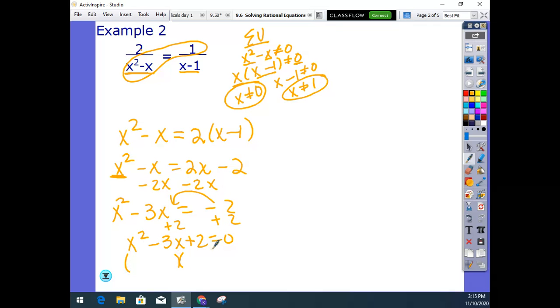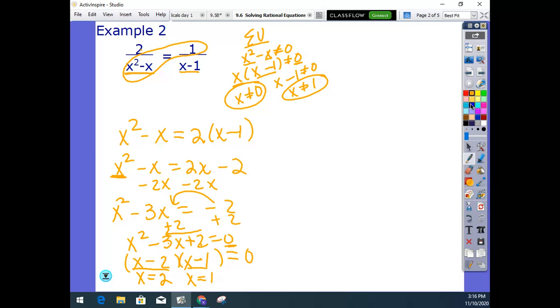And to find my two values that make it equal to 0, I'm just looking for my zeros right now. Factor x and x, factors of 2 that add to get 3. Minus 1, minus 2, because they multiply to get negative 2 times negative 1 is positive 2. Negative 2 plus negative 1 is negative 3. So what are the zeros? X equals 2, x equals 1.